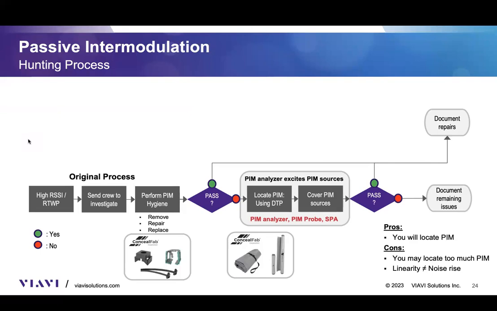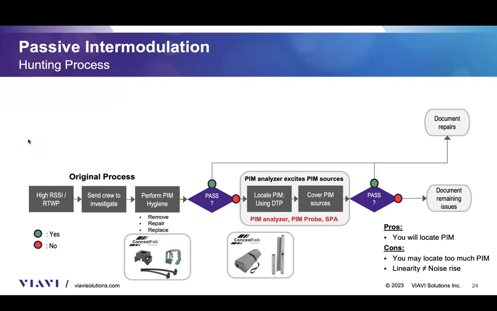Distance to PIM will tell you if it's an internal problem, and you can usually fix those by replacing a jumper, applying correct torque, cleaning connectors, or in some cases replacing the antenna itself. If it's an external source, sometimes you can fix those too. Sometimes the external sources you find may be some hygiene that you missed. It may be something that wasn't obvious, but the PIM probe will identify that.